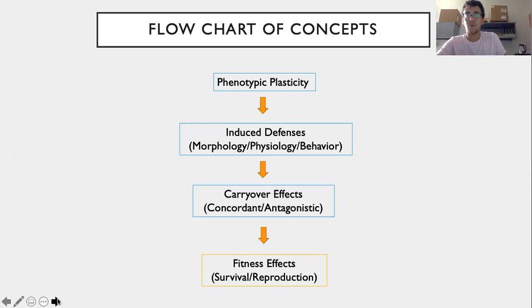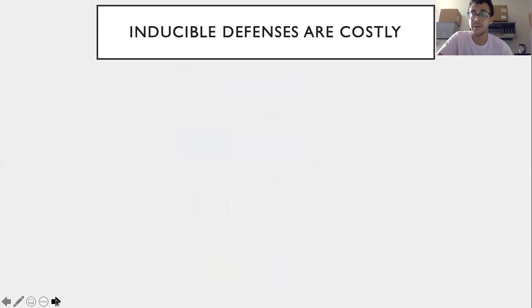So this is just a flow of concepts today. We'll talk about phenotypic plasticity, going into inducible defenses across the lines of morphology, physiology, and behavior, look into carryover effects, how they can be concordant or antagonistic, and then how we can use those fitness effects caused by carryover effects to help with conservation initiatives of amphibians.